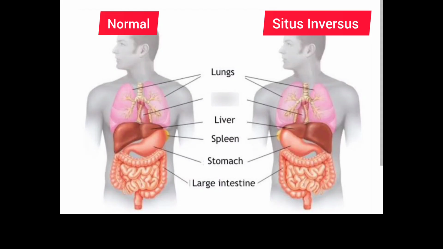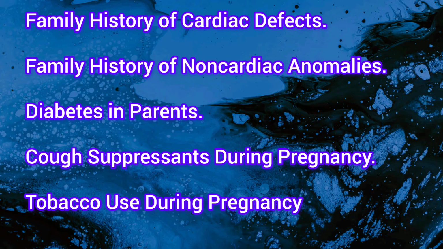Situs inversus is a condition where all organs in the body, including the heart, liver, spleen, and intestine, are present on the opposite side as compared to the normal side. Factors which predispose to the development of situs inversus include family history of cardiac defects, non-cardiac anomalies, diabetes in parents, and use of cough suppressants or tobacco during pregnancy.